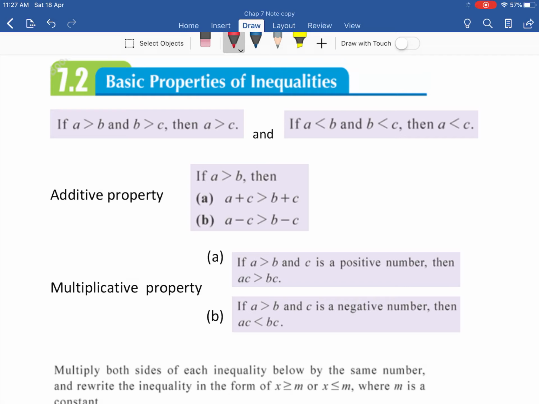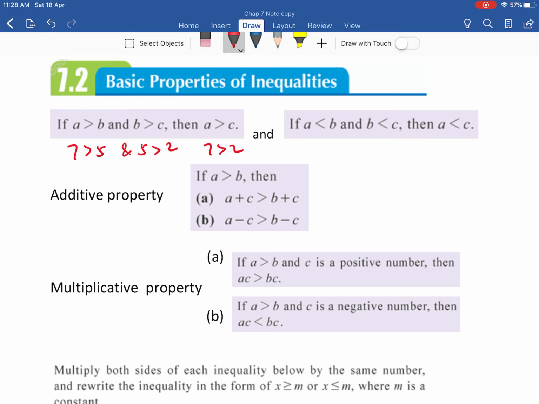Before we go into calculations, we have to look at some basic properties of inequalities. First, if A is greater than B and B is greater than C, then A must be greater than C. Very simple. For example, 7 is greater than 5 and 5 is greater than 2. Therefore, 7 must be greater than 2. If we write it in numbers, it is very easy to understand.